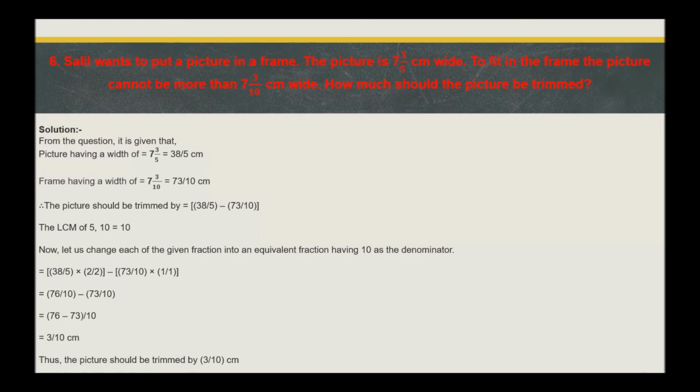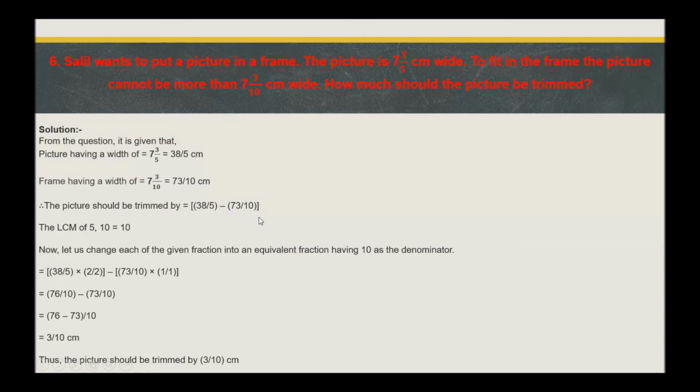Sixth question. Sahil wants to put a picture in a frame. The picture is 7 and 3 by 5 centimeter wide. To fit in the frame, the picture cannot be more than 7 and 3 by 10 centimeter wide. How much should the picture be trimmed? So from the question we can say that the width is 7 and 3 by 5, that is 38 upon 5 centimeter. The frame width is 7 and 3 by 10, that is 73 upon 10 centimeter.